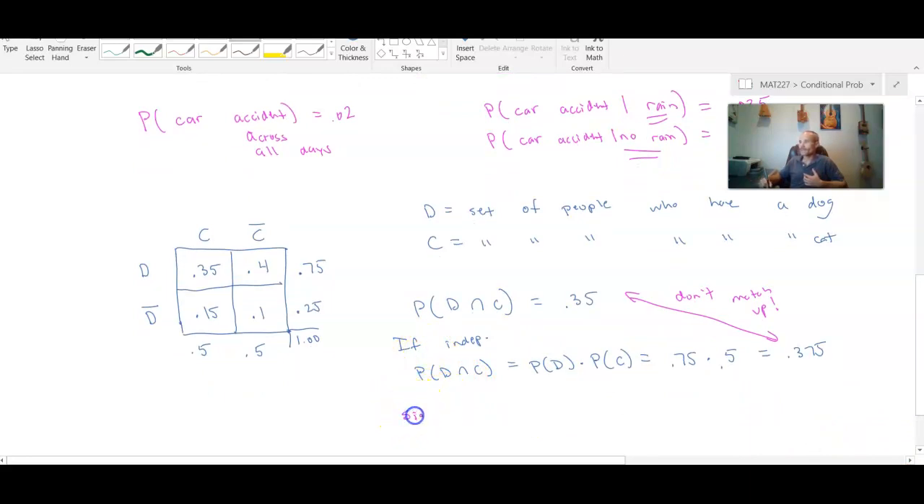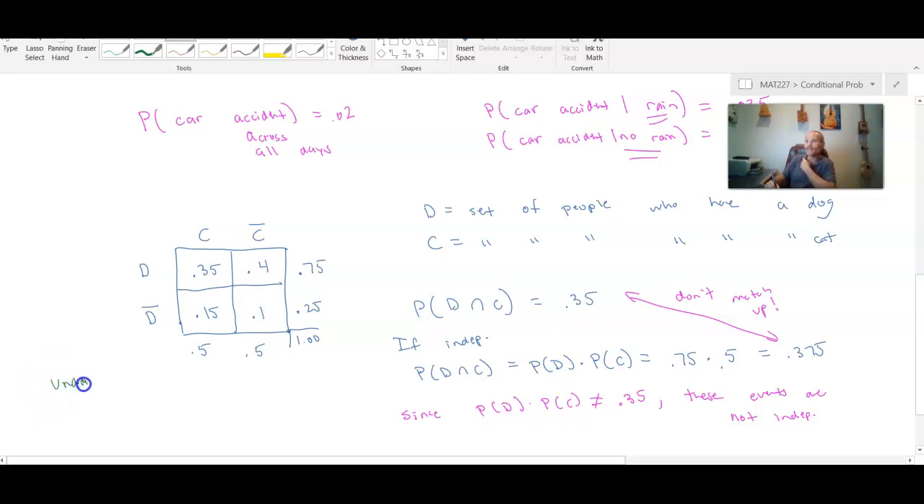So since the probability of a dog times the probability of a cat is not equal to what I know to be true, these events are not independent. So if the product of the two probabilities does not yield what I know to be true, then these events can't be independent. Well, how would I calculate this then? What I really should do when I'm calculating probabilities is to assume that they are not independent unless I'm told otherwise.